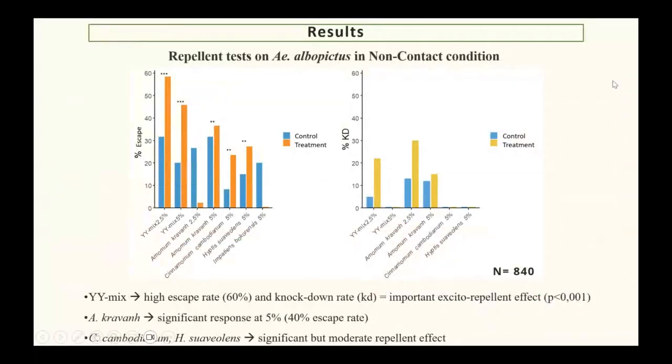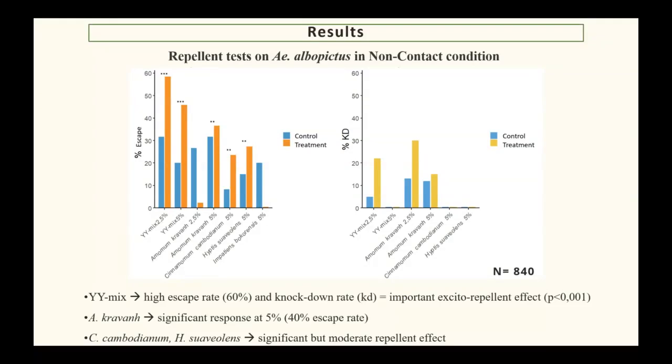Concerning the results that we have obtained, for the repellent test made on Aedes albopictus in no-contact condition, on the left you have the percentage of mosquitoes that have escaped, and on the right side you have the percentage of knocked down mosquitoes. Mosquitoes that are knocked down are on the ground of the box. They can't fly, they can't move, things like that.